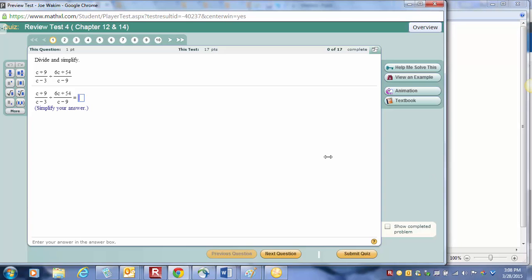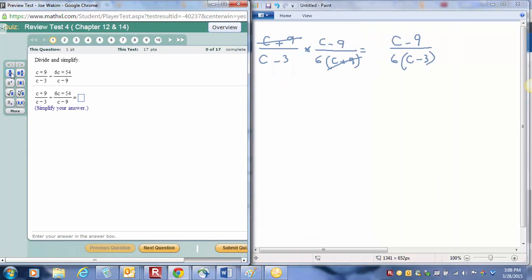So the answer should be a fraction. I have c minus 9 in the numerator. In the denominator I have 6 times c minus 3.